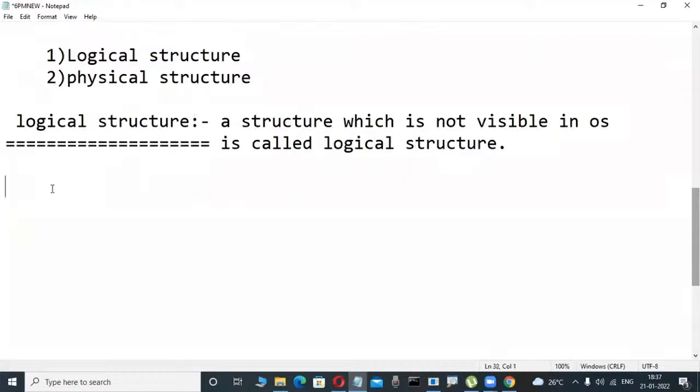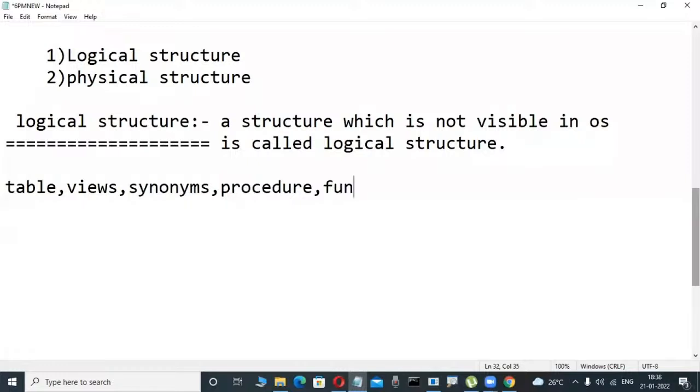But in this logical structure only, developers are working. Suppose I'm a PL/SQL developer, you're a SQL developer, Java developers, .NET developers, Python developers, ETL developers. These all persons are working in a logical structure. That logical structure contains tables in Oracle, SQL Server and MySQL also. Views are there, synonyms are there, indexes are there. These are all the database objects. So many things: procedures, functions, triggers, packages. These are all the logical structure.